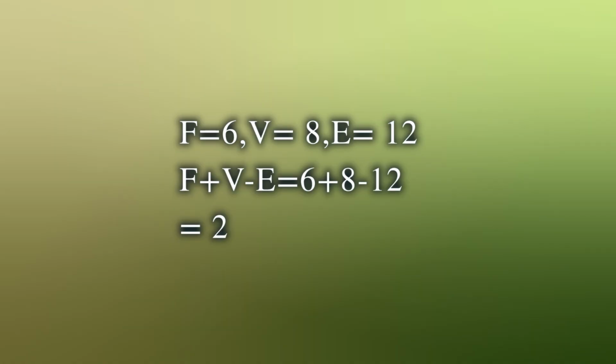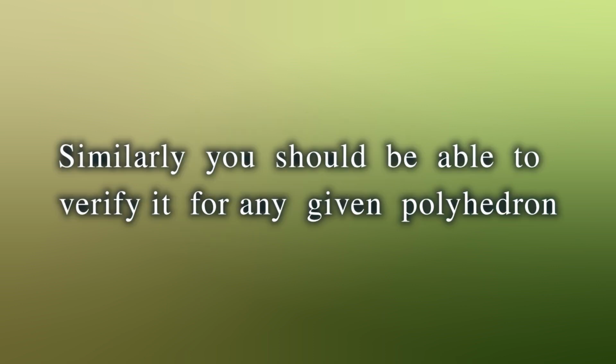Now let us see if this can be verified by some polyhedrons that we have already discussed. Let us take a cube and try to verify Euler's formula. For a cube, we know the number of faces are 6, the number of vertices are 8, and the number of edges are 12. And hence, we can verify Euler's formula for a cube. Similarly, you should be able to verify it for any given polyhedron.